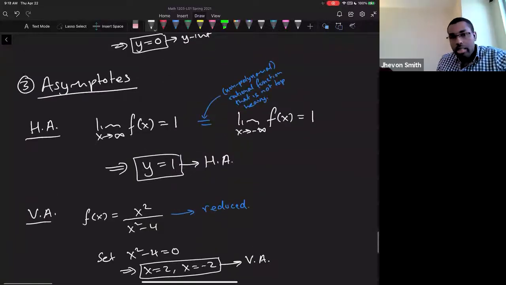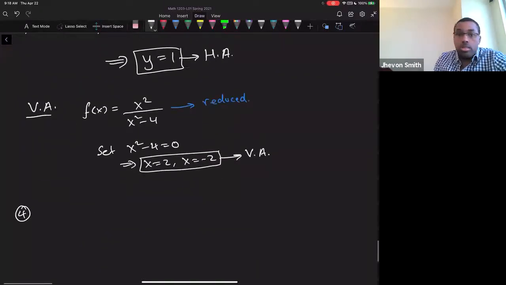Okay, so for the horizontal asymptotes, limit as x approaches infinity and negative infinity of the function. If you get a constant number, y equals that constant is your horizontal asymptote. For the vertical asymptotes, reduce your function, make sure you cancel anything that needs to be canceled. Also notice that if you cancel something, it gives you a hole. After reducing, you find what makes the denominator 0, and that thing is going to be a vertical asymptote.